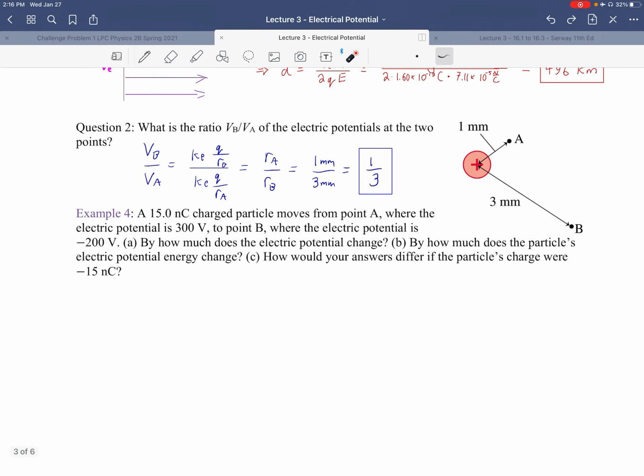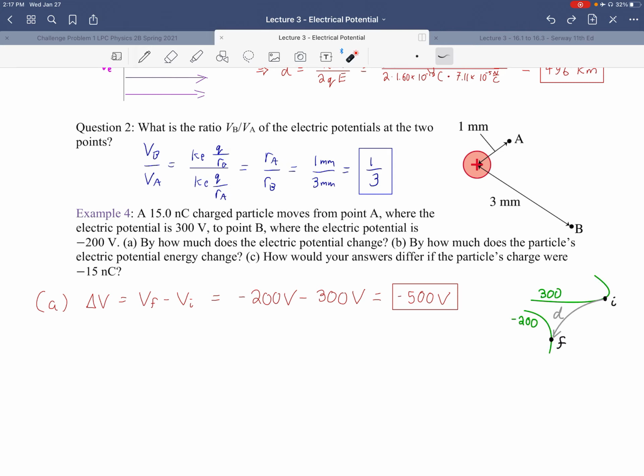Okay. All right. Next type of problem, example 4. A 15 nanocoulomb, so that's a billionth of a coulomb, charged particle moves from point A, where the electric potential is 300 volts, to point B, where the electric potential is negative 200 volts. By how much does the electric potential change? Okay, this is actually a very simple question. It's just a voltage change. V final minus V initial. Negative 200 is our V final. Our V initial was positive 300, so it's negative 200 minus 300, which is negative 500. We've had a voltage decrease of negative 500 volts. Simple as that, okay? We went downhill by 500 volts, okay?